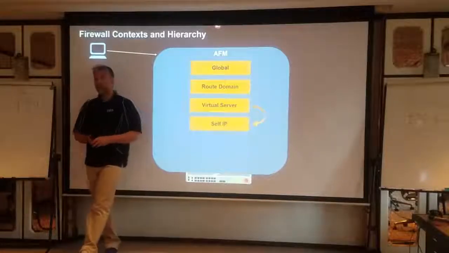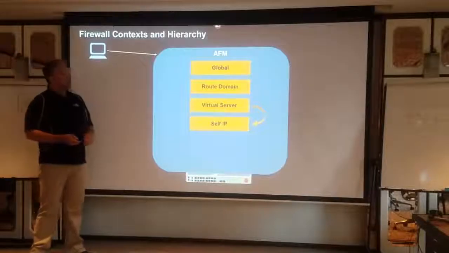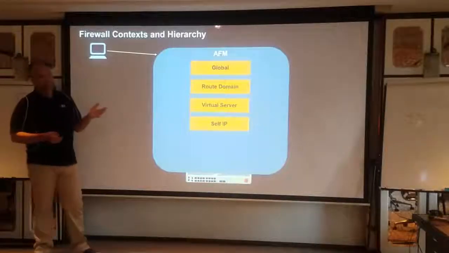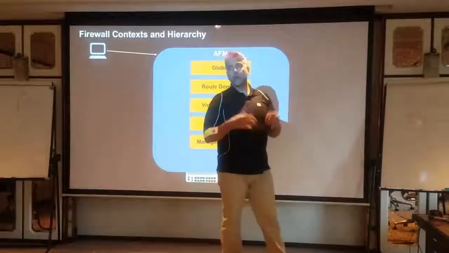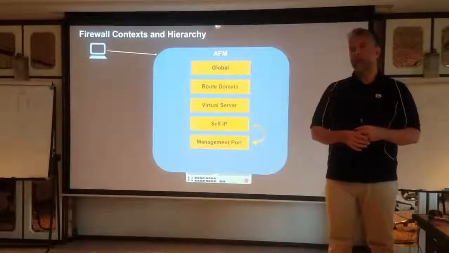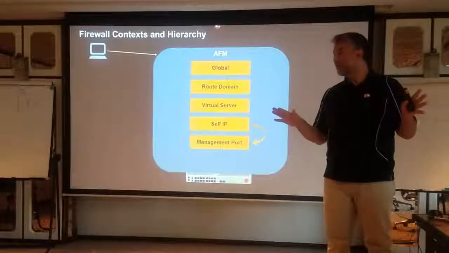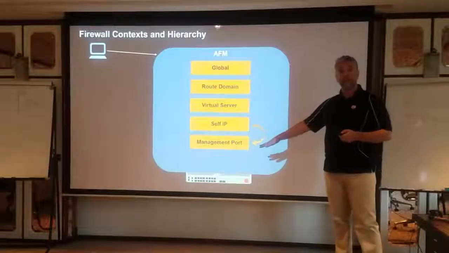We can see if they're matching a rule at a self-IP context. If they're not matching a rule there, we're running out of options. We can also check to see if they're accessing the management port, because we don't create rules there. We don't essentially create rules at the management port. If you did, you truly could lock out the entire BIG-IP. So we're checking to see, are they accessing the management port? We'll give them access there.